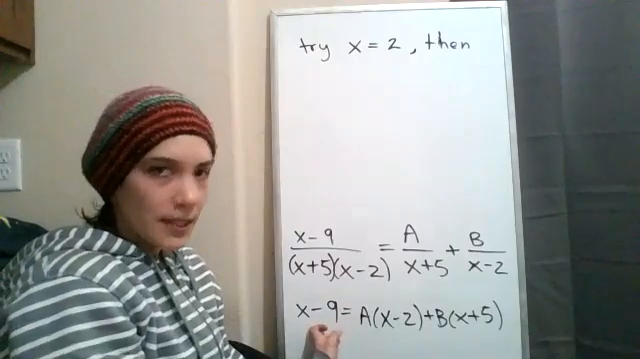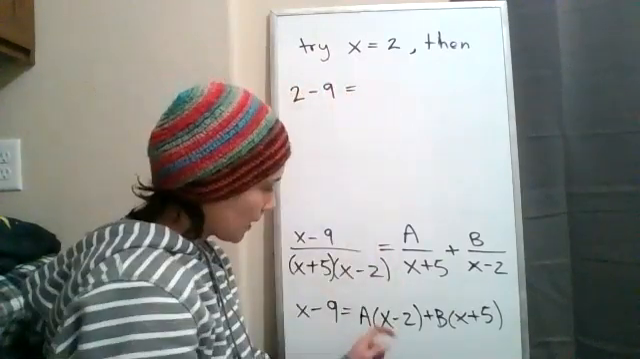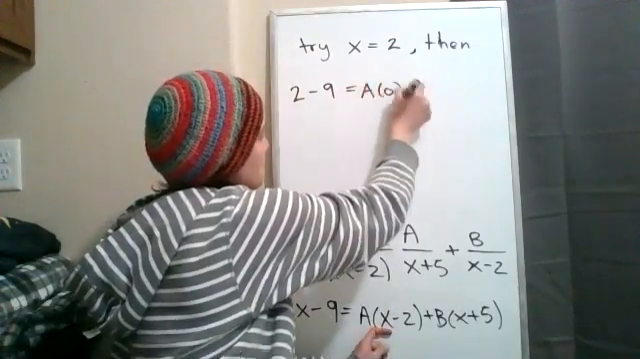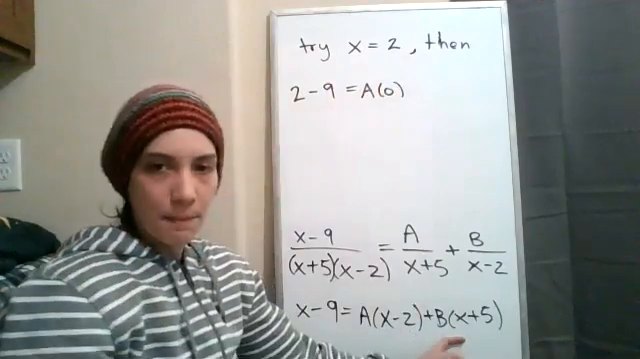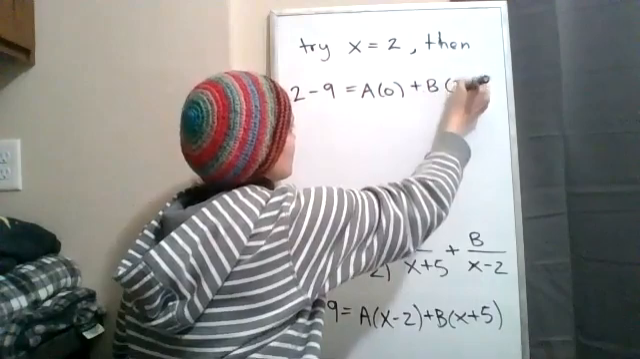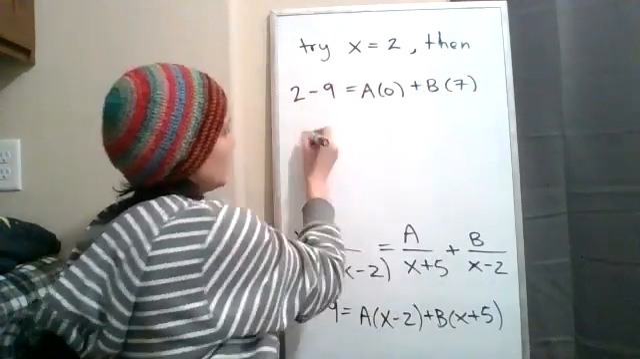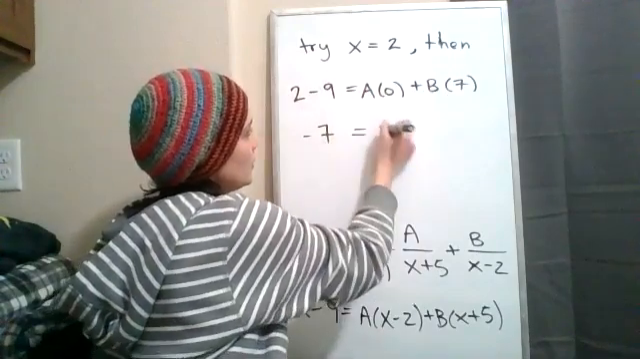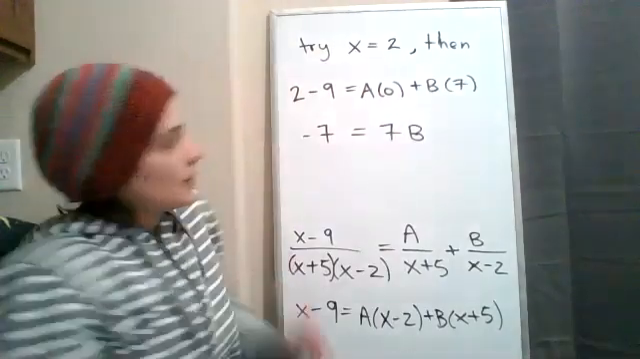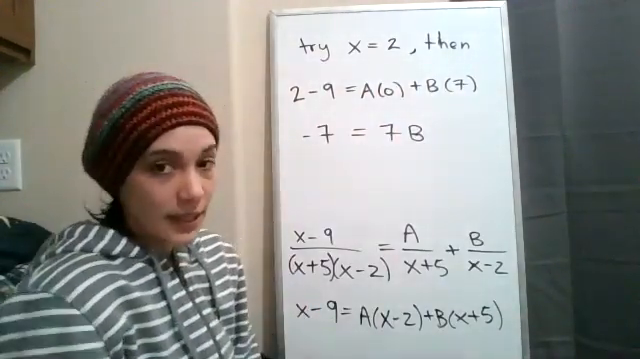So 2 minus 9 equals a times 0 plus b times 7. Negative 7 equals 7b. I'm going to divide both sides by 7, and b will equal negative 1.